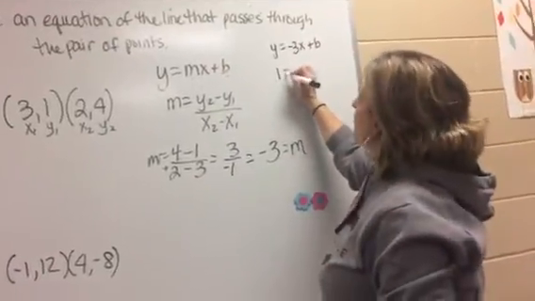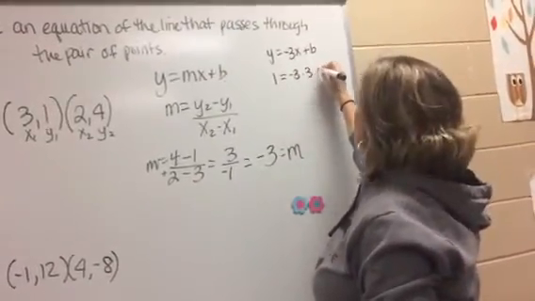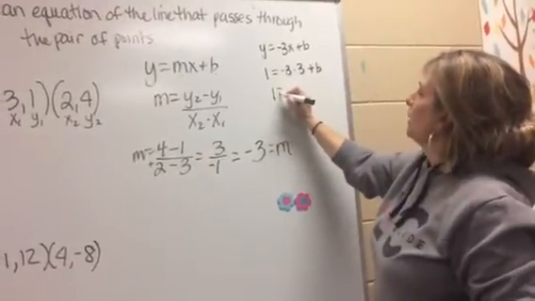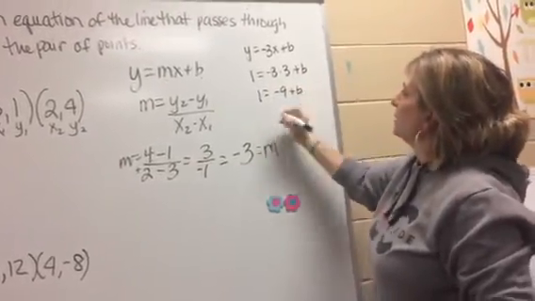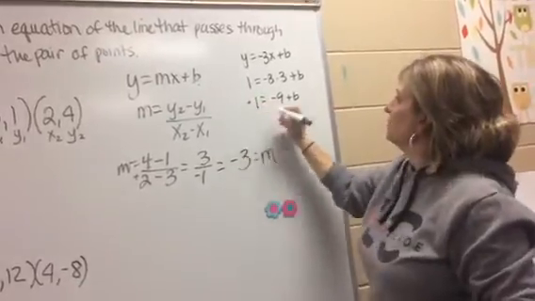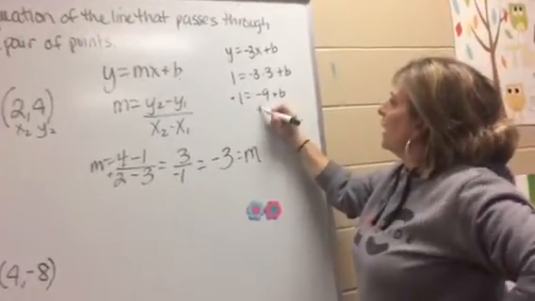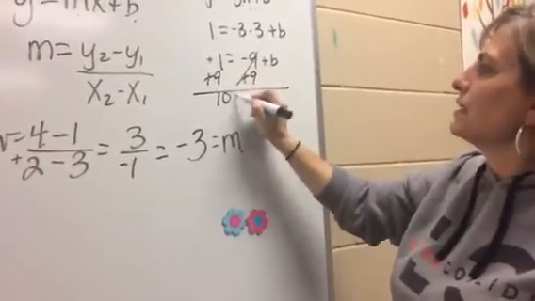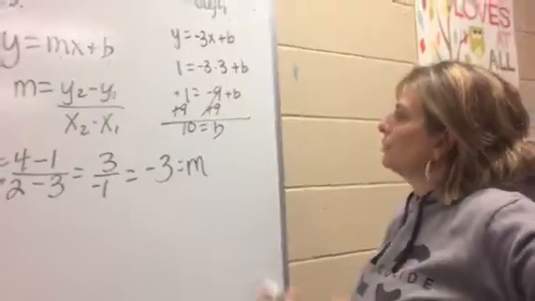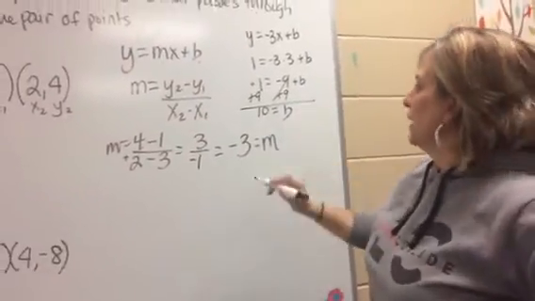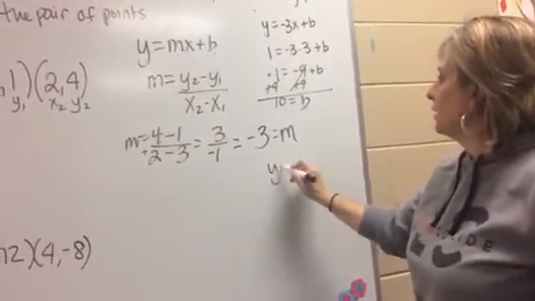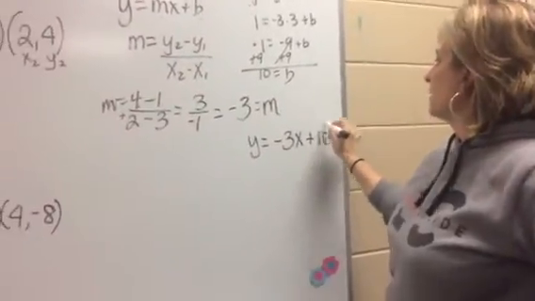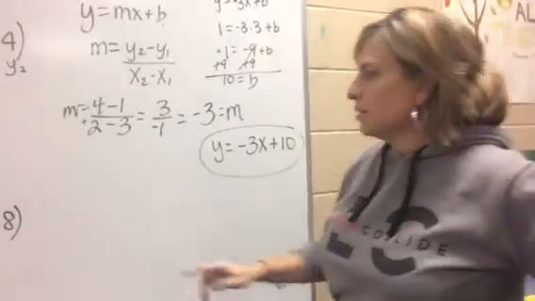So 1 equals -3 times 3 plus b. Negative times a positive. 1 equals -9 plus b. This is positive, that's negative. How do I get b alone? I have to do the opposite. My signs are the same over there, that's nice. I get 10 equals b. So now I have b, now I have m. So y equals mx plus b. Here's my last problem.